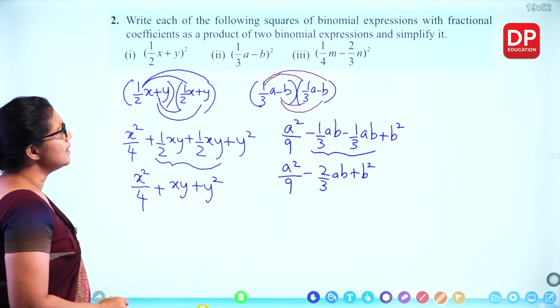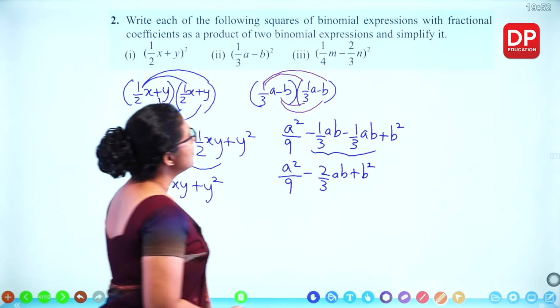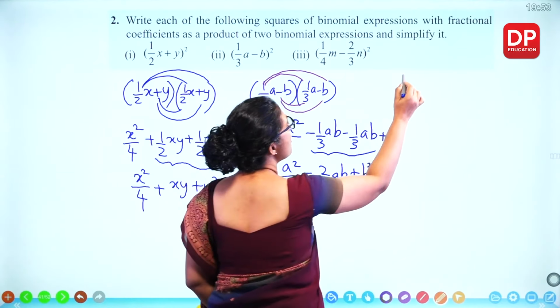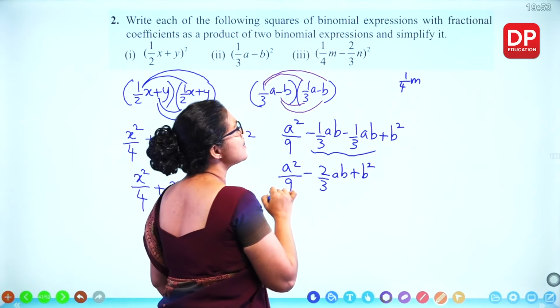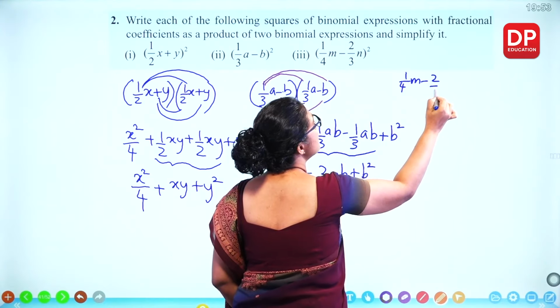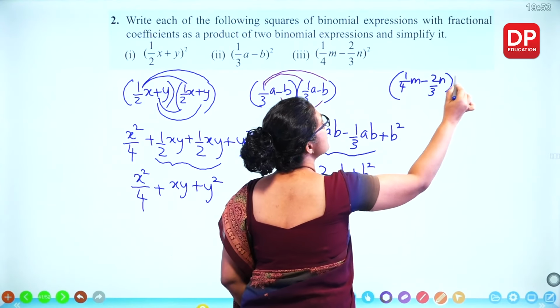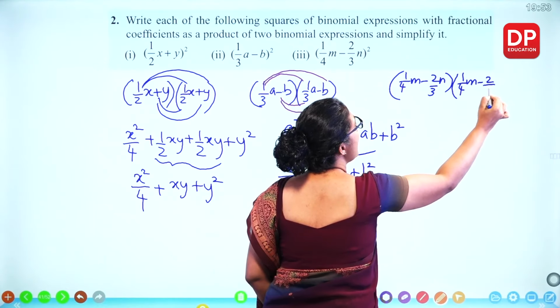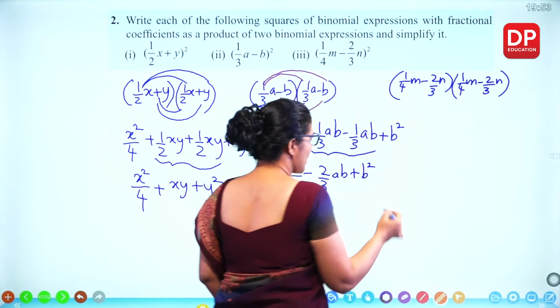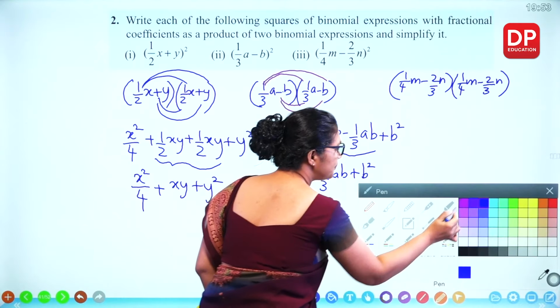Now we'll take the third one. It's given 1/4 mn minus 2/3 n. So we'll write it down twice because that's a square term and multiply. Use the rainbow method.